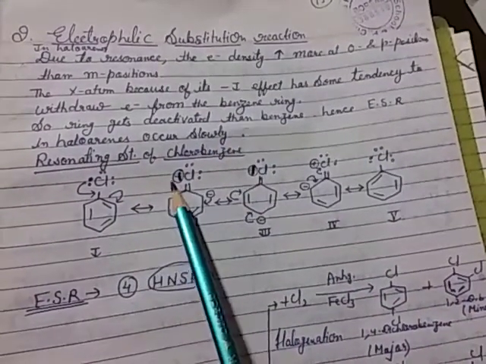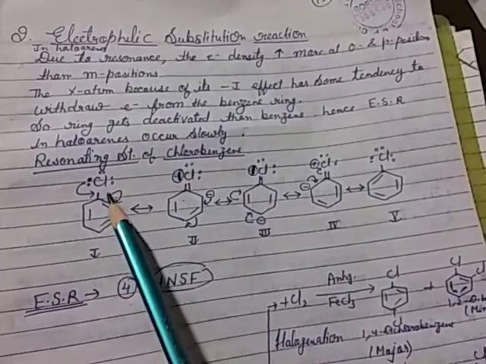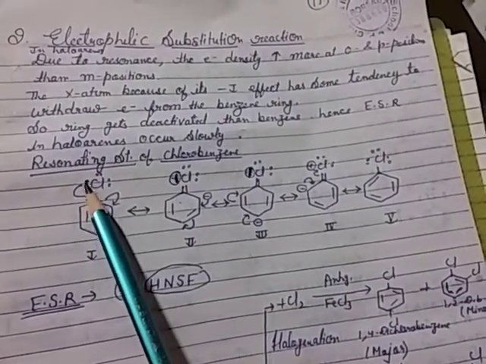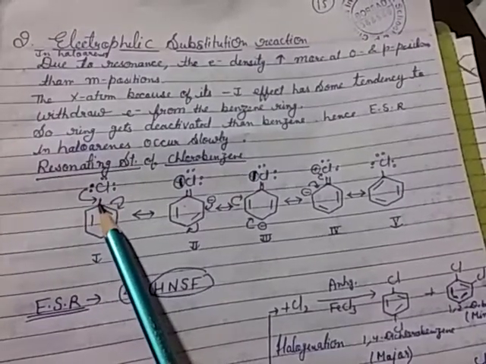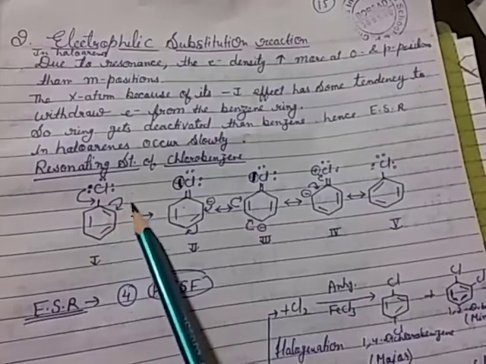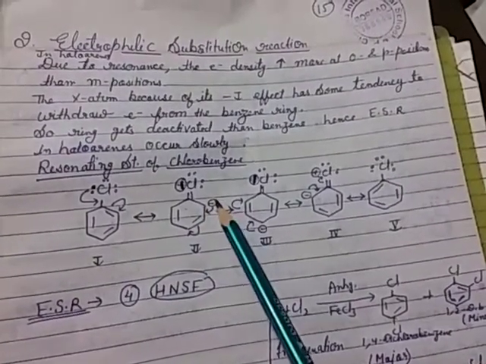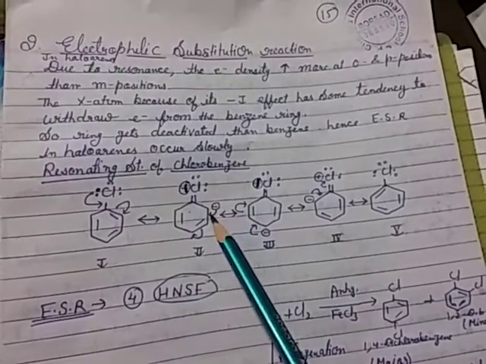Now the resonating structures of chlorobenzene. Here Cl is attached to benzene. Again explaining resonance, the electron pair goes forward, but before that, the double bond electrons transfer to the ortho position. So negative charge appears at the ortho position, and here as well.